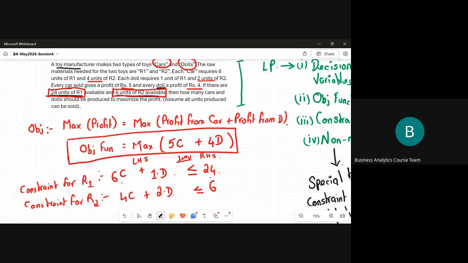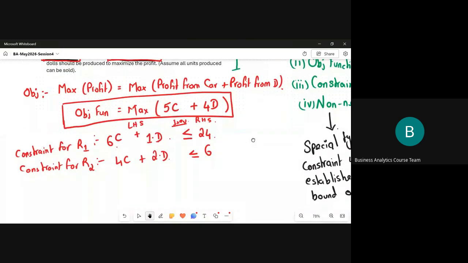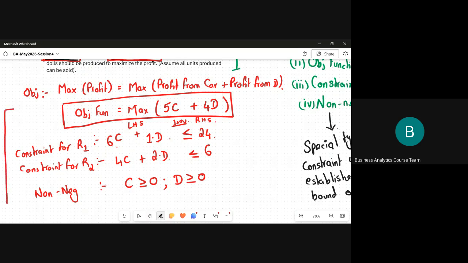So this is the LP formulation for this problem. The final one is the non-negativity, which is going to basically say C must be greater than or equal to 0, D must be greater than or equal to 0. So this entire thing that we currently created is known as a linear program.